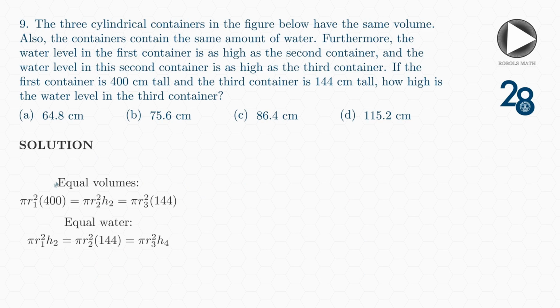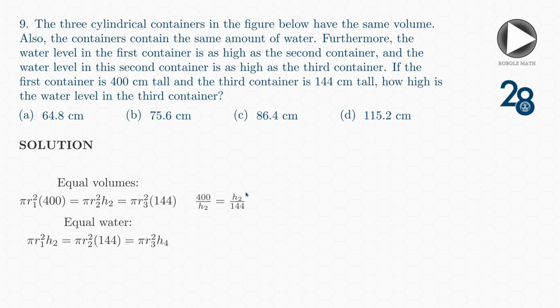Okay. Now let's consider the first side here, and then the second side. Note that if we divide the corresponding elements, we can cancel out the radius. So r1, r1, r2, r2. If we do that, we get that 400 over h2 is equal to h2 over 144. So we're just basically playing around with the properties of equality. We just divide corresponding sides of the equations.